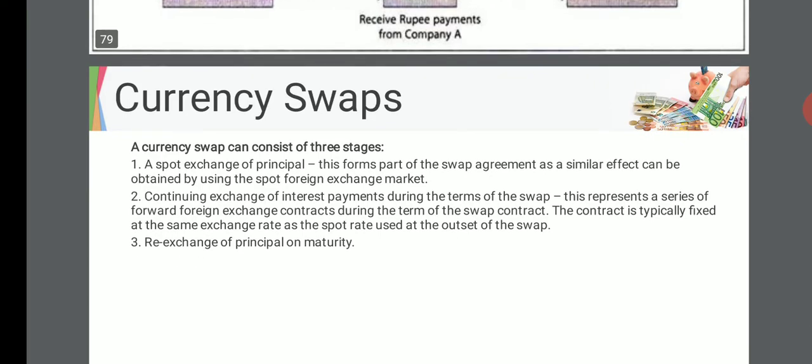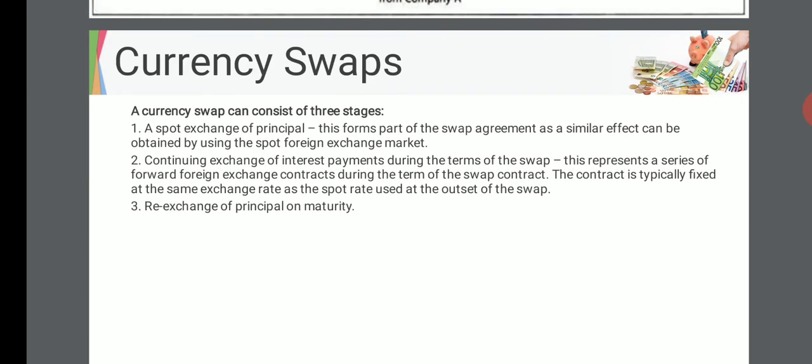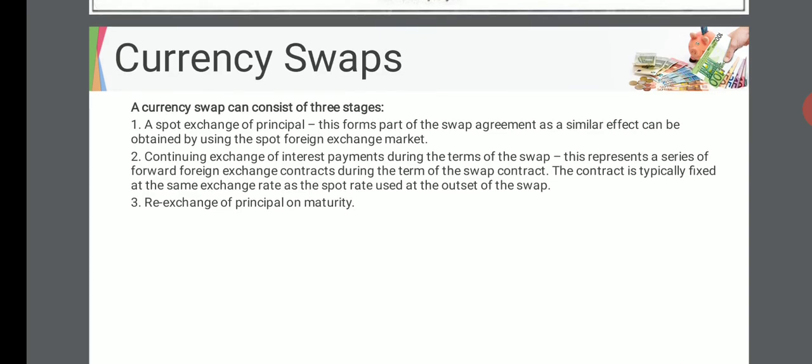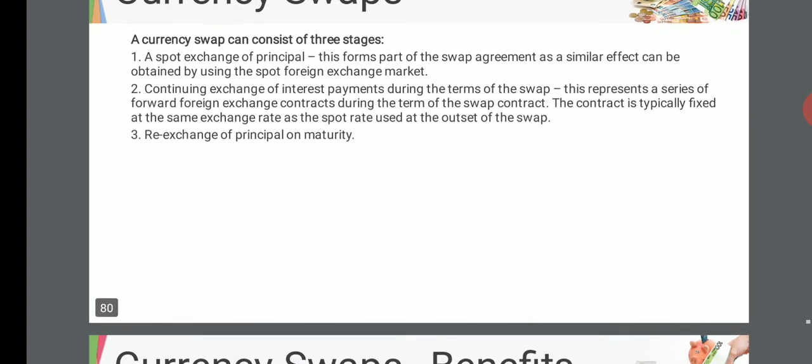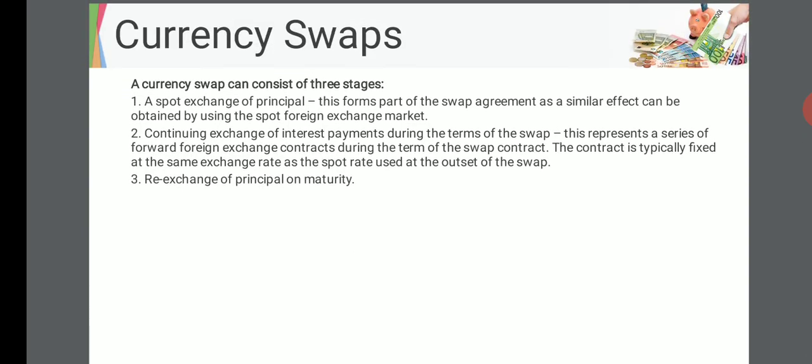payment obligations. Now, a currency swap can consist of 3 stages. A spot exchange of principal. This forms part of the swap agreement, as a similar effect can be obtained by using the spot foreign exchange market. Continuing exchange of interest payments during the term of the swap. This represents a series of forward foreign exchange contracts during the term of the swap contract. The contract is typically fixed at the same exchange rate as the spot rate used at the outset of the swap. Re-exchange of principal on maturity. So these are the 3 stages of a currency swap.